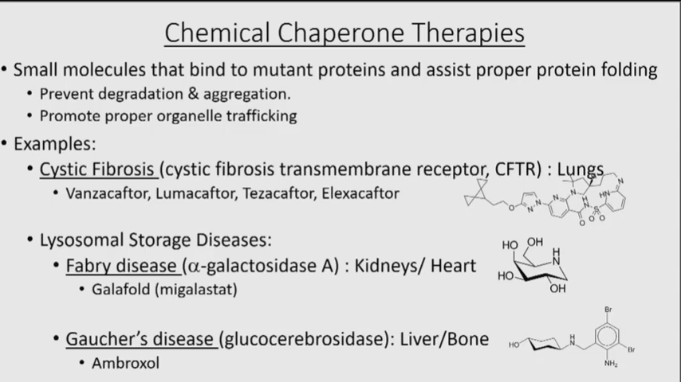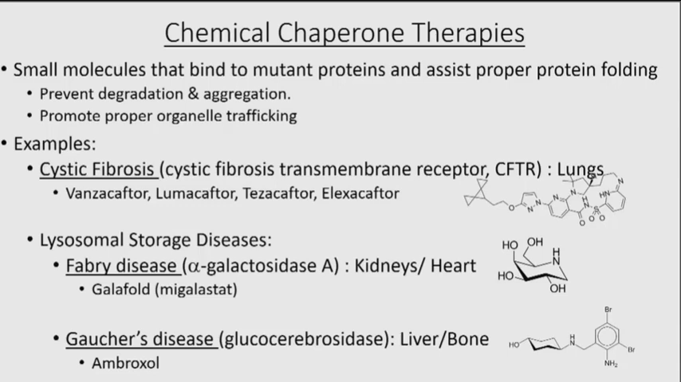So what is the hope for chemical chaperone therapies? Again, I told you they're small molecules. They're thought to bind to the mutant protein, prevent their degradation, and make sure they get to the correct organelle or the right surface. There are a number of diseases that are currently being treated with chaperone proteins, but I'm going to focus on one because I want to demonstrate how this idea of refolding a protein and getting it to the proper place and working is a proof of principle. And that's for cystic fibrosis.